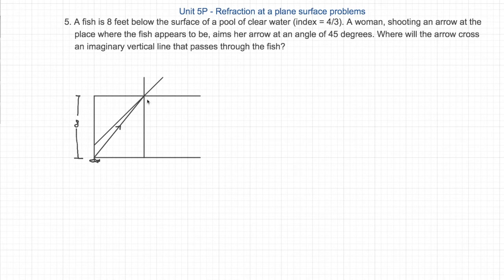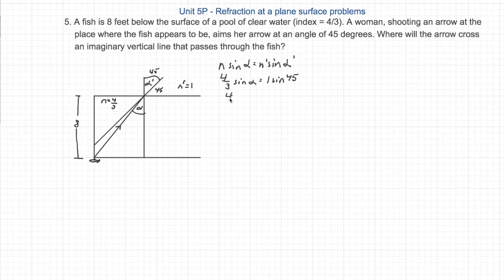The total depth is 8 feet. That's my poor representation of a fish. We have our incident ray, and that's our refracted ray. That's our angle of incidence between the incident ray and the normal. That's our angle of refraction between the refracted ray and the normal, and we're given that that is equal to 45 degrees. The index of water is 4/3. n prime is the index of air, equal to 1. Now we can plug into Snell's law to calculate alpha.